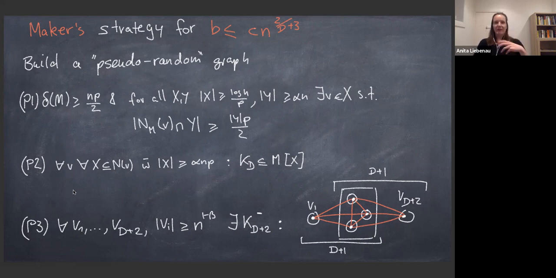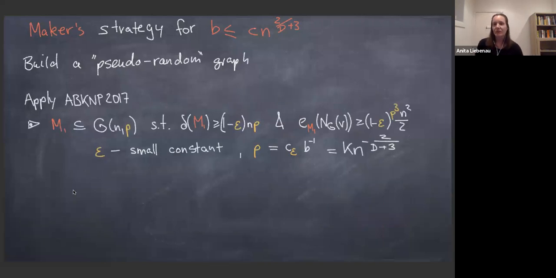And by pseudorandom, I mean these 3 properties, and by no means do I expect you to read them right now. But these are the properties, and rather than walking you through these properties, I will tell you how Maker will achieve these properties. And then I'll come back to the properties. So what is Maker doing?